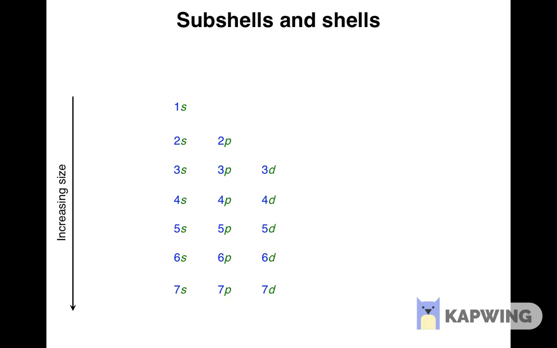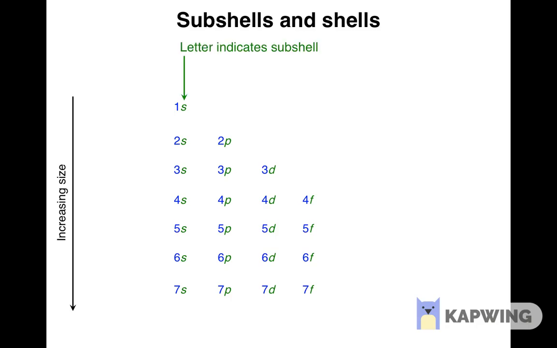Finally, an f subshell consists of 7 orbitals. The subshell that consists of the 7 smallest f orbitals is referred to as 4f. The subshell that consists of the 7 second smallest f orbitals is referred to as 5f, and so on. There are no 1f, 2f, or 3f subshells.